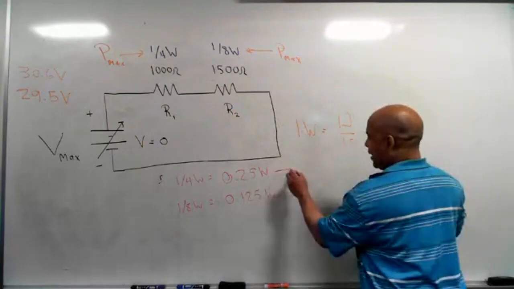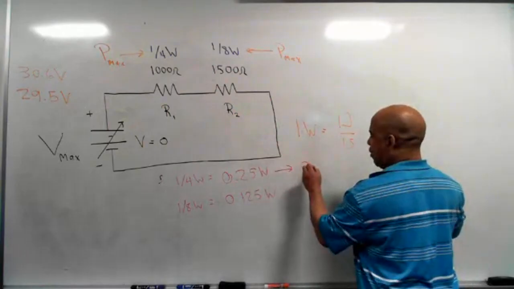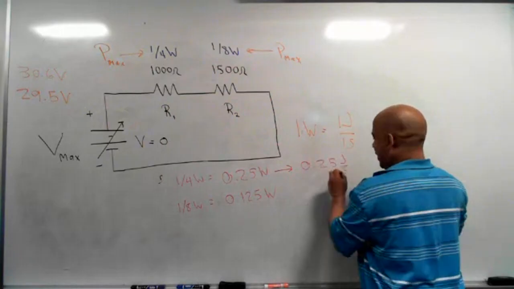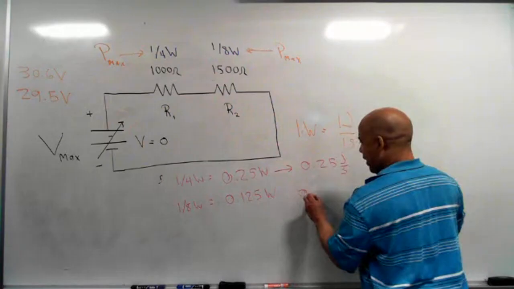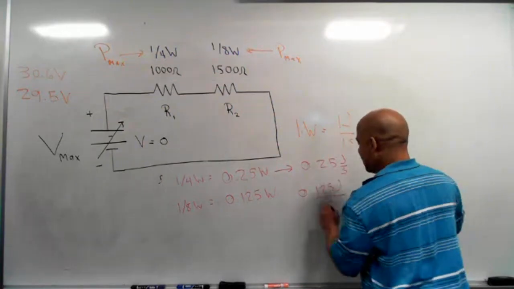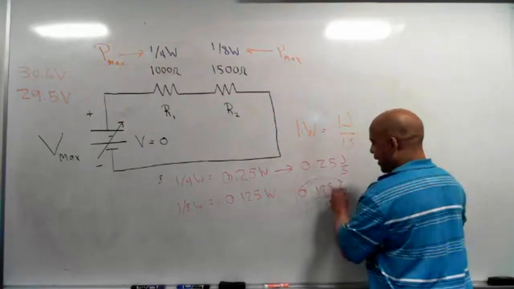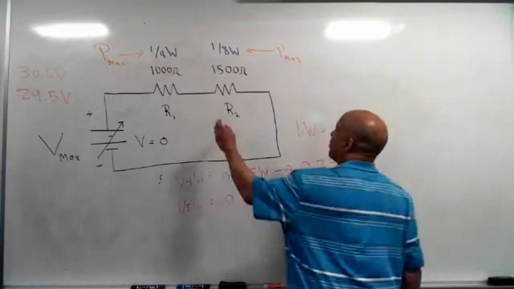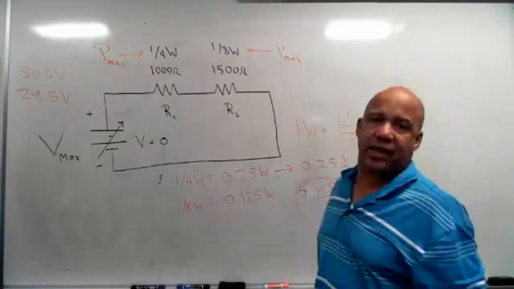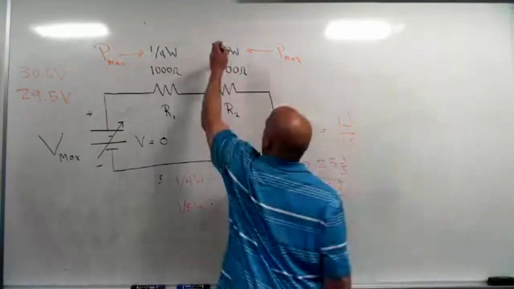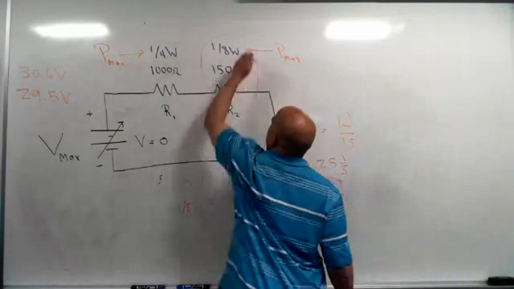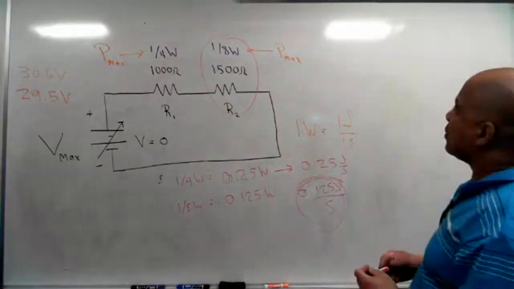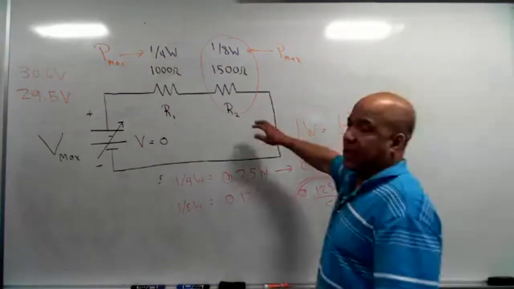What that means is that that resistor can get rid of 0.25 joules every second, and this one can get rid of 0.125 joules every second. So that one can't get rid of joules as quick as this one. So probably this is the weakest link right here. This is the one that'll go first. You just can't get rid of joules per second fast enough. So we want to work with these numbers.